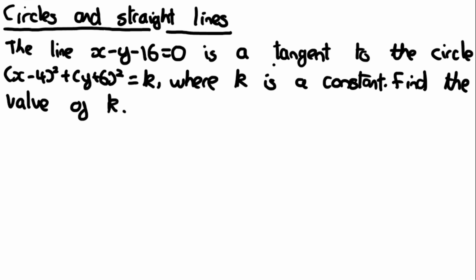So here they say that the line is a tangent to the circle, so therefore there's going to be 1 point of intersection, so therefore b squared minus 4ac is going to be equal to 0, and therefore using this we can find the value of k. The first thing that we need to do is rearrange the equation of the line to make y or x the subject. It doesn't matter which. I'm just going to do y because it looks easier to do.